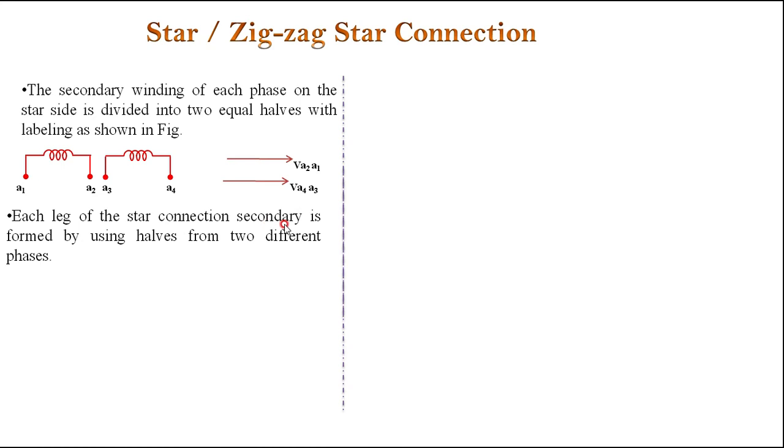Each leg of the star connection secondary is formed by using half of two different phases. Once again, as in the case of the previous delta zigzag star connection, here also each phase in the secondary is comprised of half of two phases. The primary is a star connection, therefore the voltage across each phase is V1P. I am calling this the primary phase voltage across each winding, that is V1P, V1P here, V1P here.